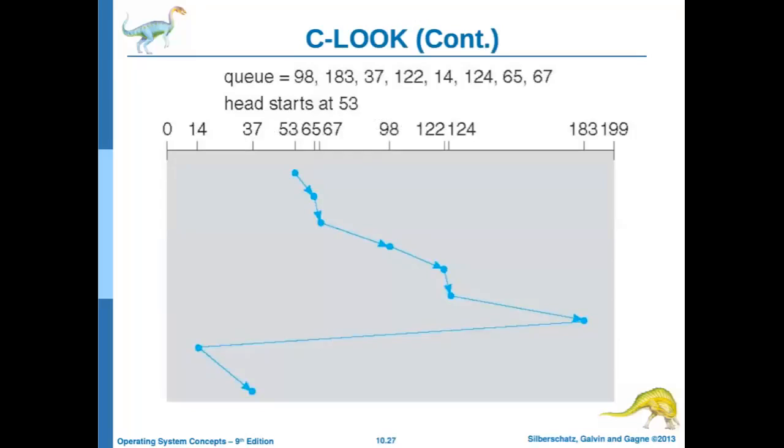See, for example, here. Look. So from 53, up to 183, it is exactly the same. Up to 183, it is exactly the same. Now after 183, it won't try to go to the end like 199.